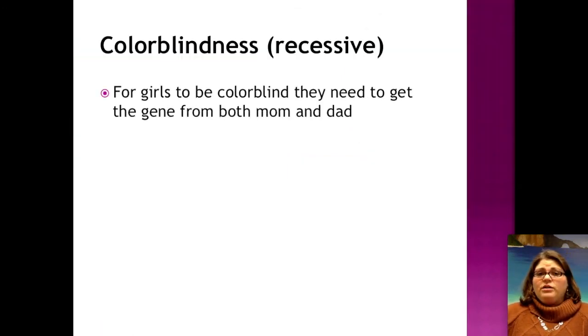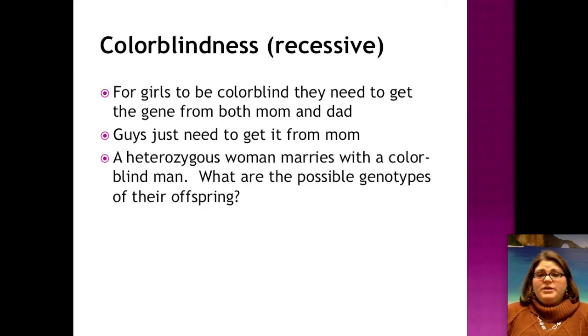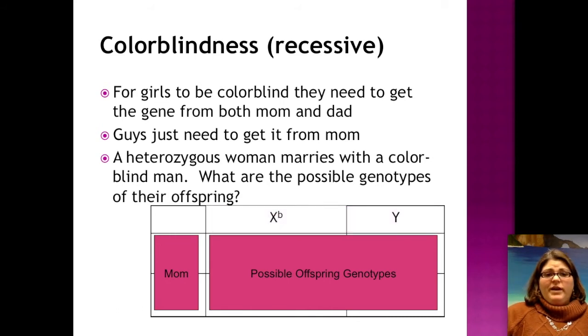So colorblindness is recessive. So for a girl to be colorblind, she needs to get an allele from both mom and dad that codes for colorblindness. Guys, they only need to have one allele, so they're going to get that from mom if mom's got it. So here's an example cross. We have a heterozygous woman who marries a man that's colorblind. What's the possible genotype? So if we put the dad up top, dad is colorblind. He's only going to have one allele. This X has got the recessive little b for colorblind. From mom, he has nothing from his father, so that Y is just a Y with no additional information.